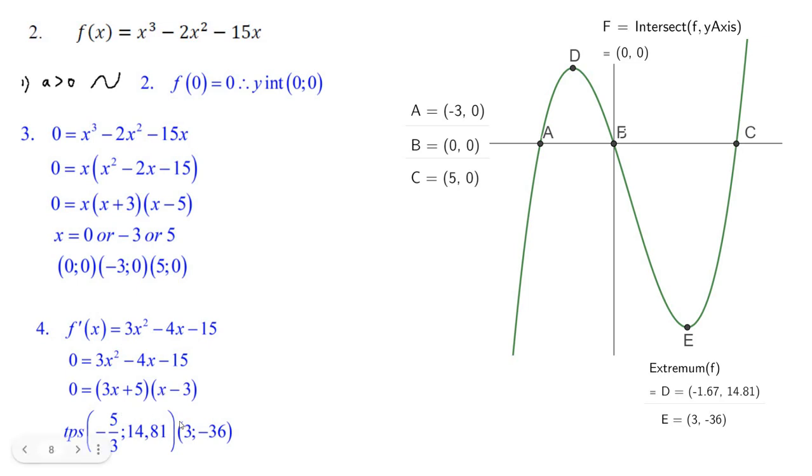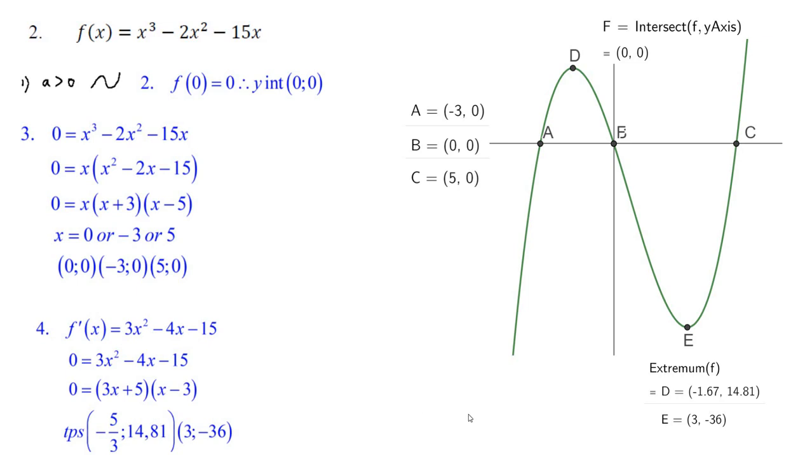And just take those values, put them back into the original equation, and you'll get the 14.81 and the 3 and minus 36. So you could label those points there. But there they are. The local maximum up here, D, and the minimum, 3 and minus 36.